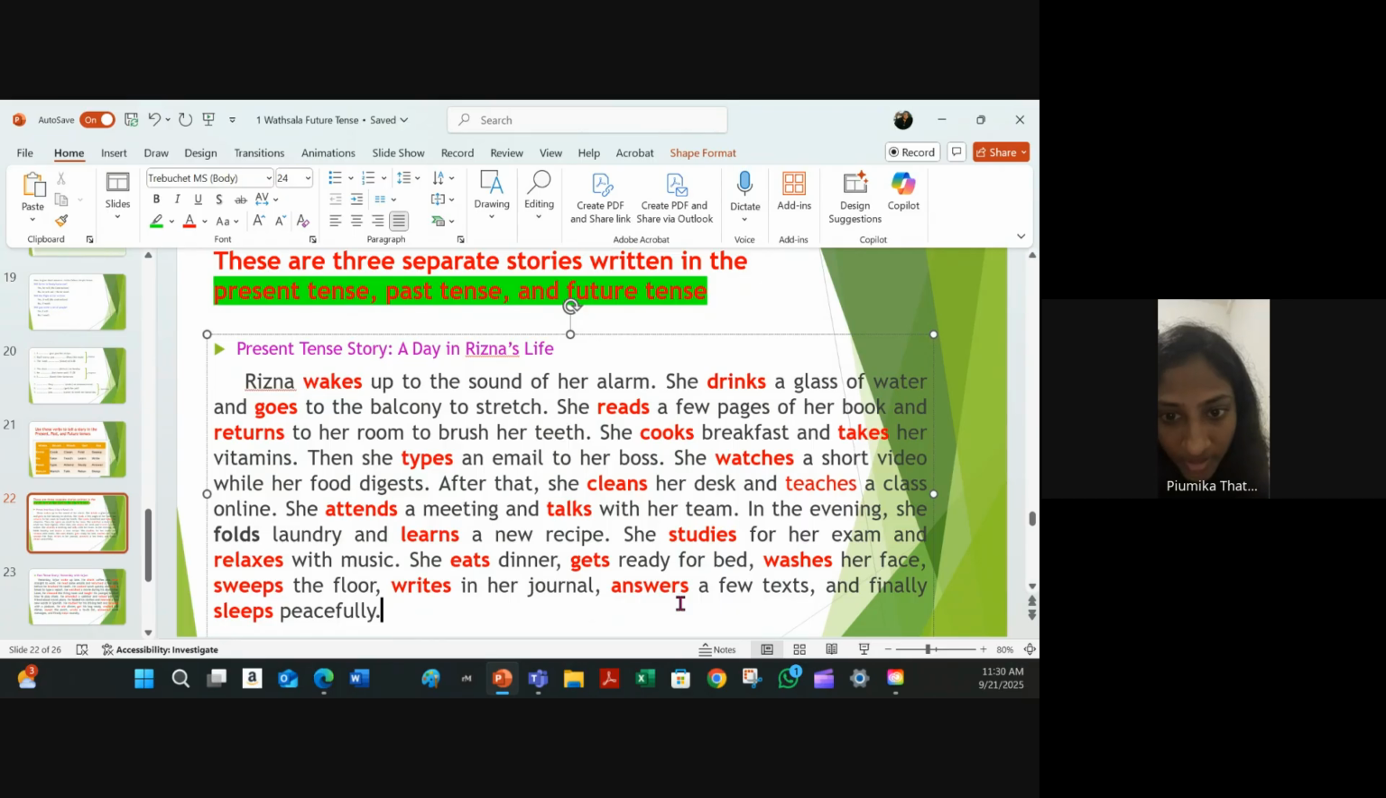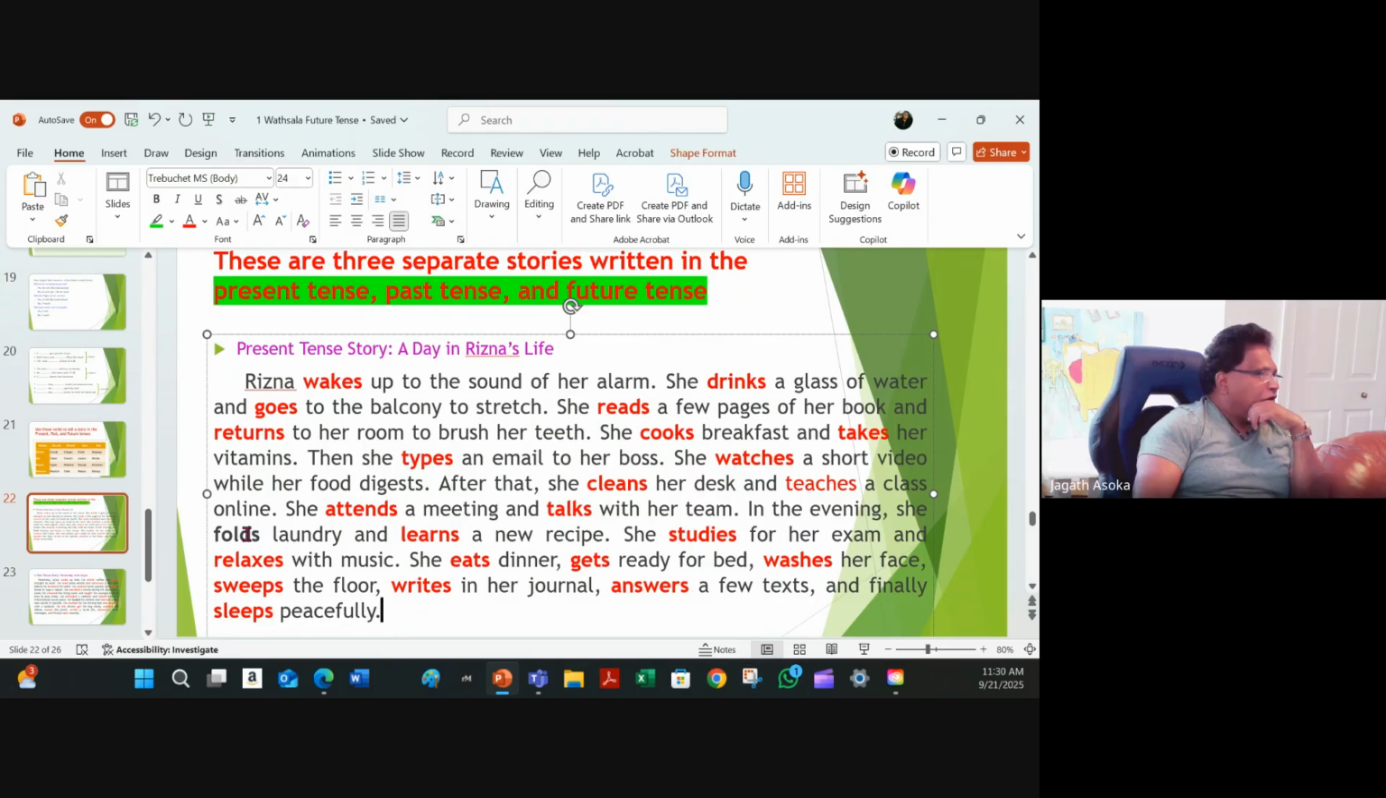After that, they clean their desk and teach a class online. They attend a meeting and talk with their team. In the evening, they fold laundry and learn a new recipe.